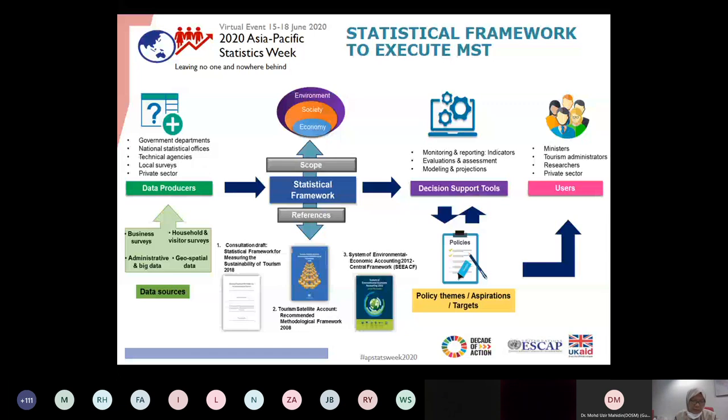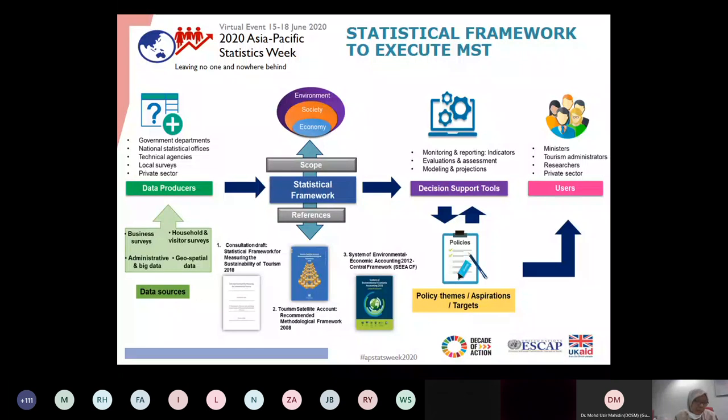In the final stage, information can be used to provide decision support tools through monitoring and reporting, evaluation and assessment, and modeling and projections. From decision support tools also, the policy aspiration or targets could be helped for the users in the ministries, tourism administrators, researchers or private sectors.